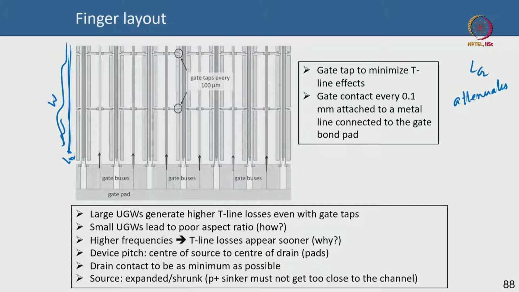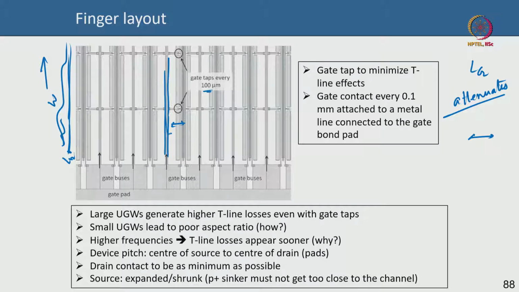So to ensure that the RF signal attenuation does not kill the device, there is a gate tap every, say, 100 micrometers. What is a gate tap? Parallel to the gate finger, there will be a thicker finger that will carry the gate signal. When I say thicker, it's a wider line, or you can say it's a laterally wider line, not like in this way. I'm talking about in this way.